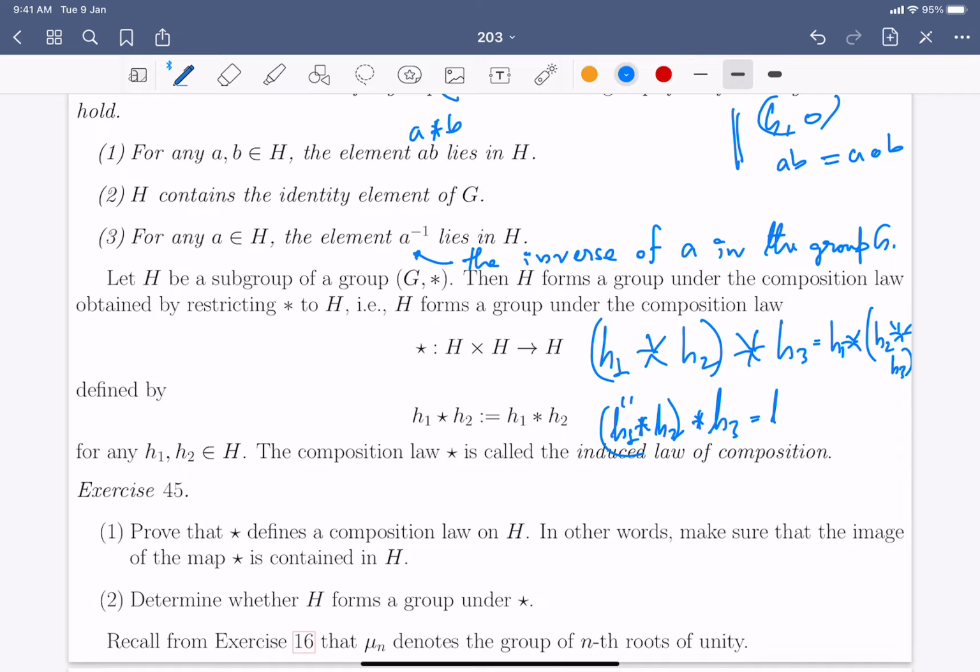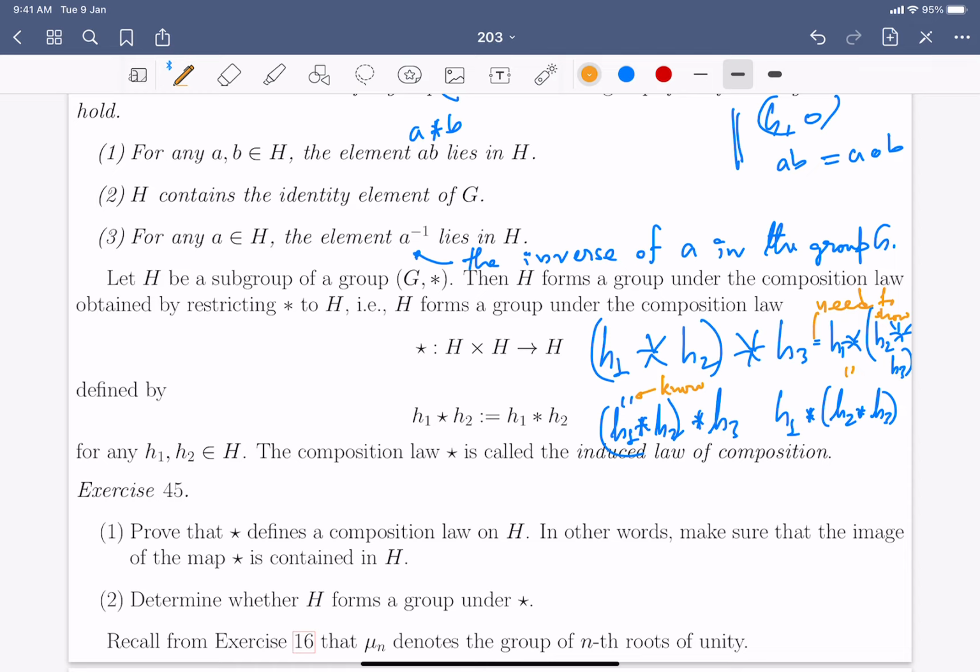Anyway, so you have h1 star, then h2 star h3. So we know that this is what we need to show, again for all h1, h3 inside h, right? This is what we need to show.